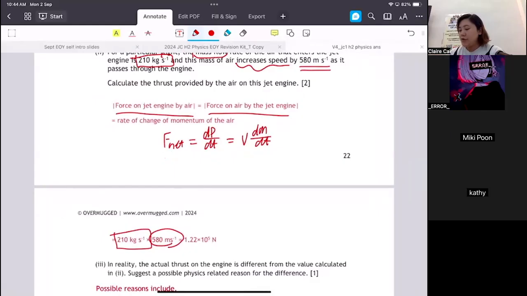So in reality, the actual thrust on the engine is different from the value calculated in 2. Suggest a possible physics-related reason for the difference. Let me hear some of the answers. This is more like the open-ended. So in the exam, anything that is logical and reasonable, we can get the mark. Yeah, anyone want to try?